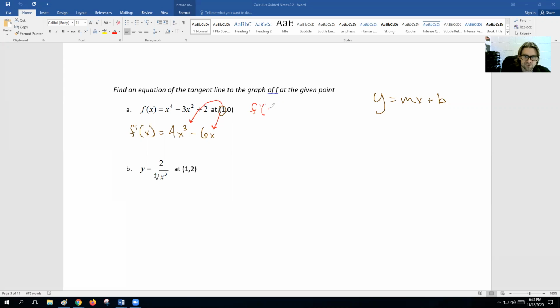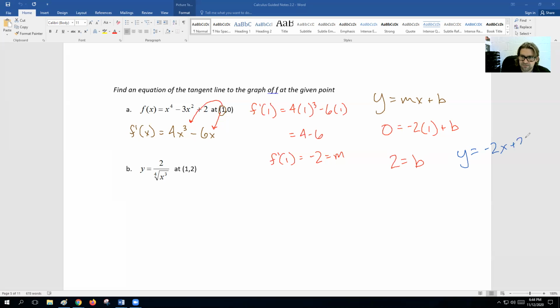So let's see, f prime of 1 would be 4 times 1 cubed minus 6 times 1, or aka 4 minus 6. And so the derivative, when we evaluate at 1, would be negative 2. That's what our slope is. So we can use that with our x and our y. Let's see, y would be 0 and x is 1 to solve for b. And we'd get a 2 that we'd add over, so b would equal 2. So we can find these equations of tangent lines a whole lot quicker now using our slope from our derivative and plugging it in to find out our b.